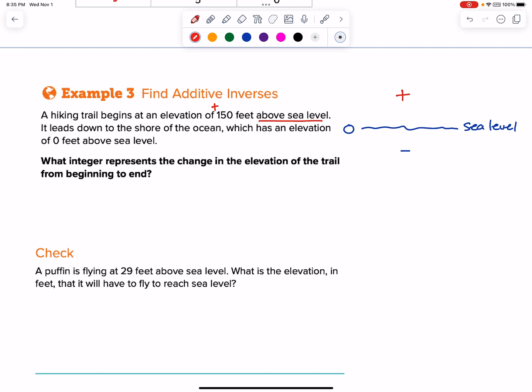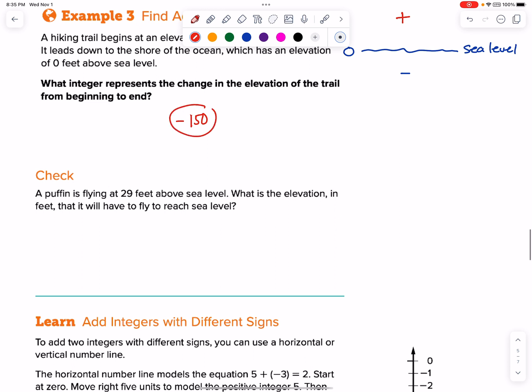Well, how far did I go down? I went down negative 150. That's my additive inverse. Okay, so let's go ahead and circle your answer.